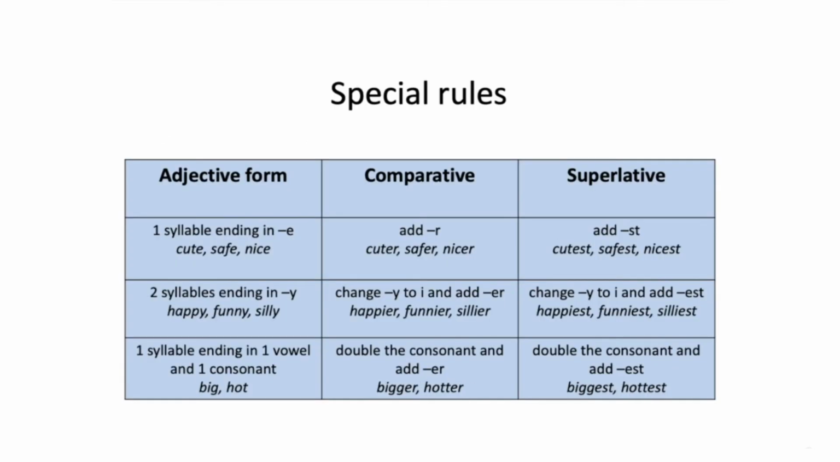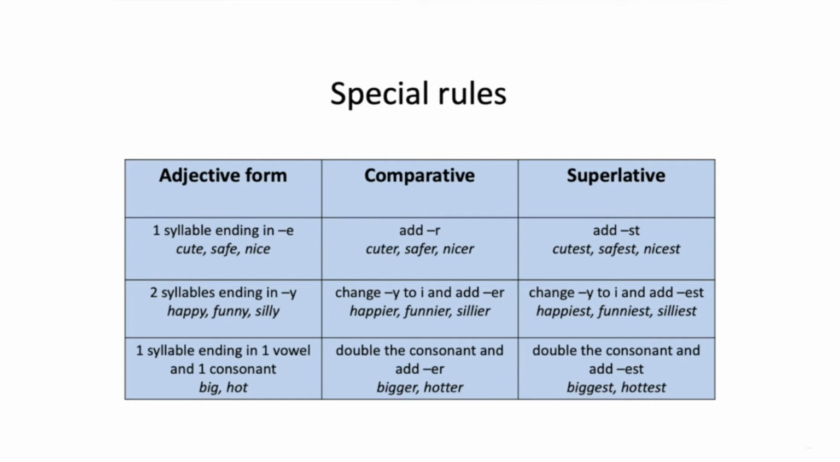Now, for certain adjectives with only one or two syllables, there are some specific rules to remember. Let's take a look at this chart. For adjectives with one syllable ending in E, we form the comparative by adding the letter R and the superlative by adding the letters ST. For example, cute, safe, nice. Cuter, safer, nicer. Cutest, safest, nicest.